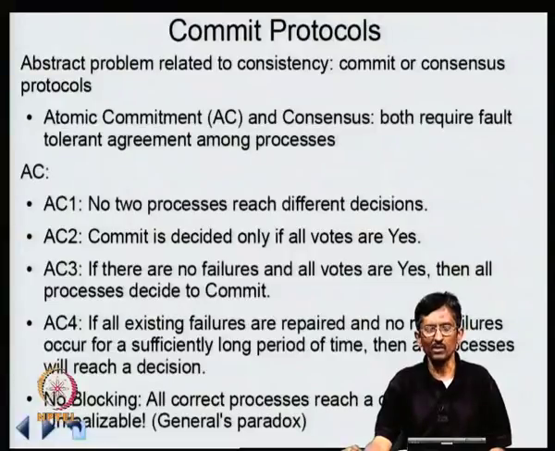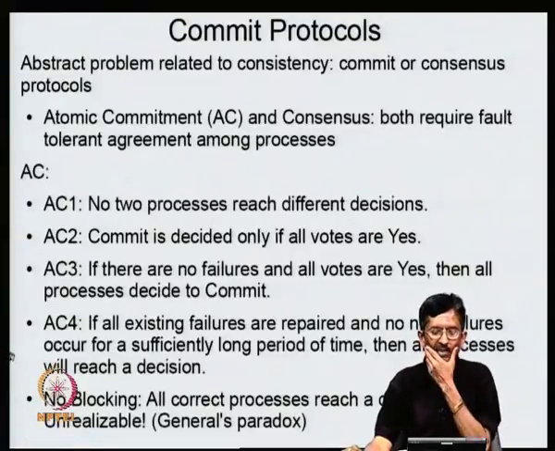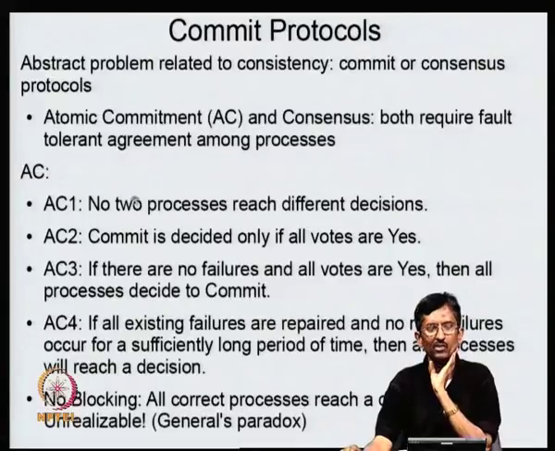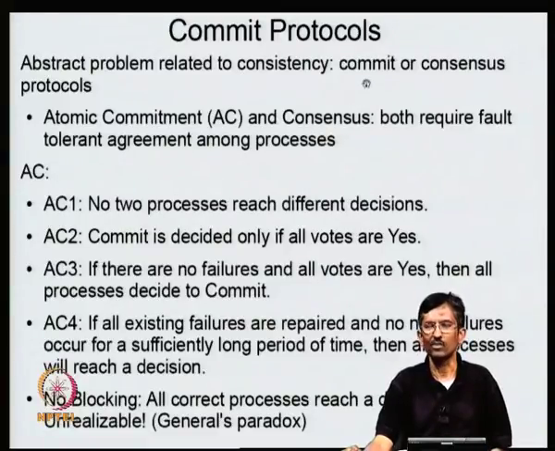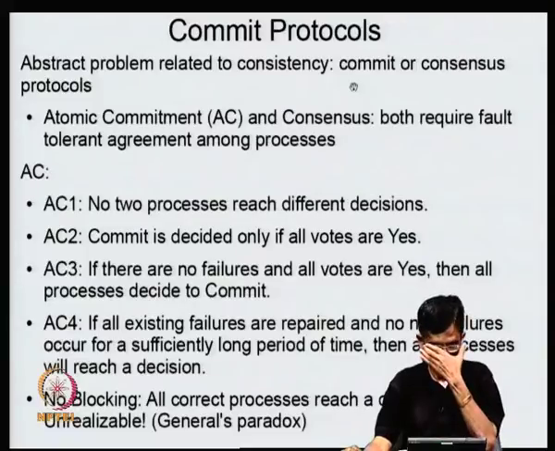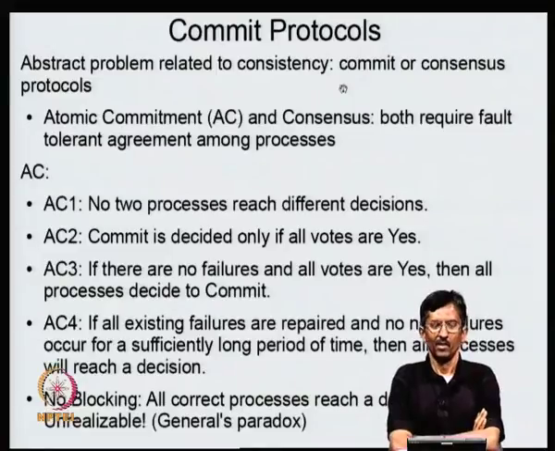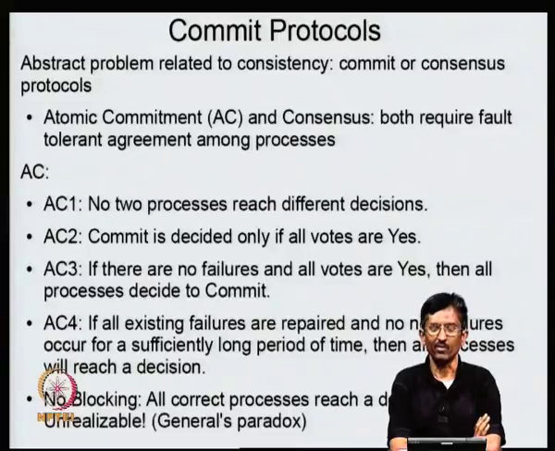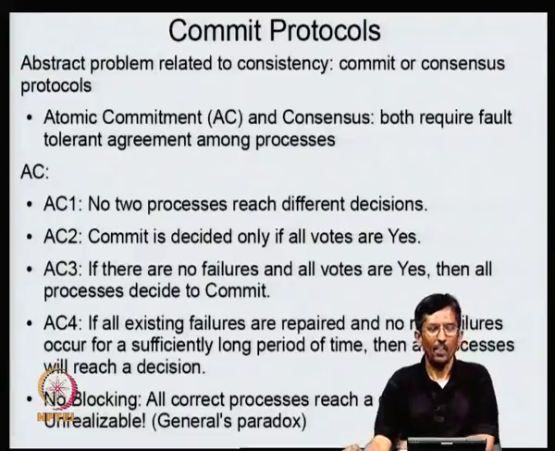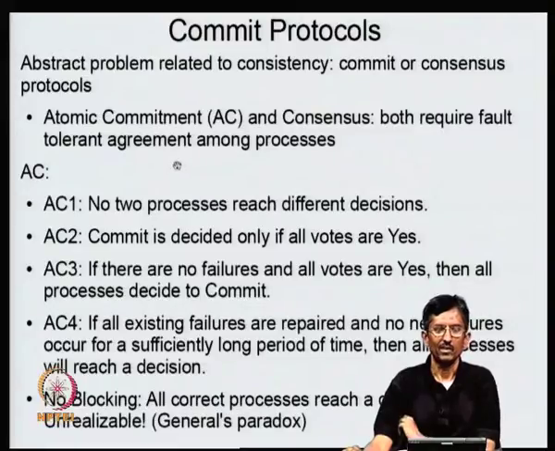So, let us try to understand this problem a bit more in some depth. We will look at an abstract problem related to consistency. This is basically the commit or consensus protocols. Basically, there is this problem called atomic commitment, let's call it AC, and consensus. I will come to the differences soon. First, let us look at atomic commitment. So, what is it?